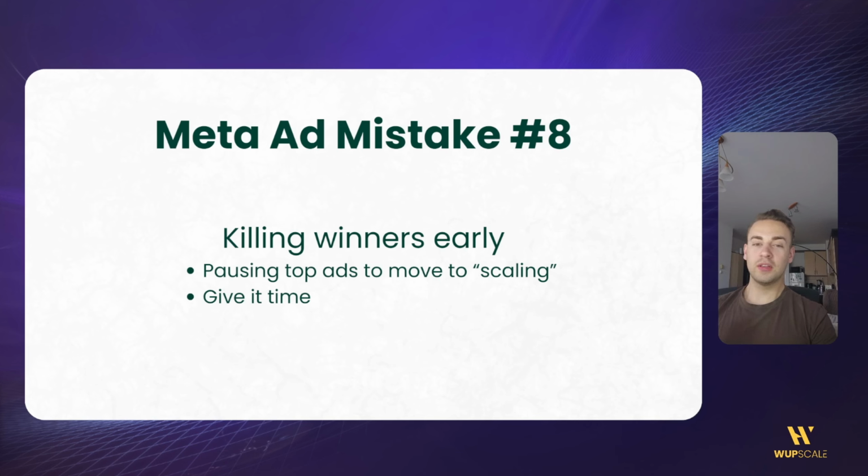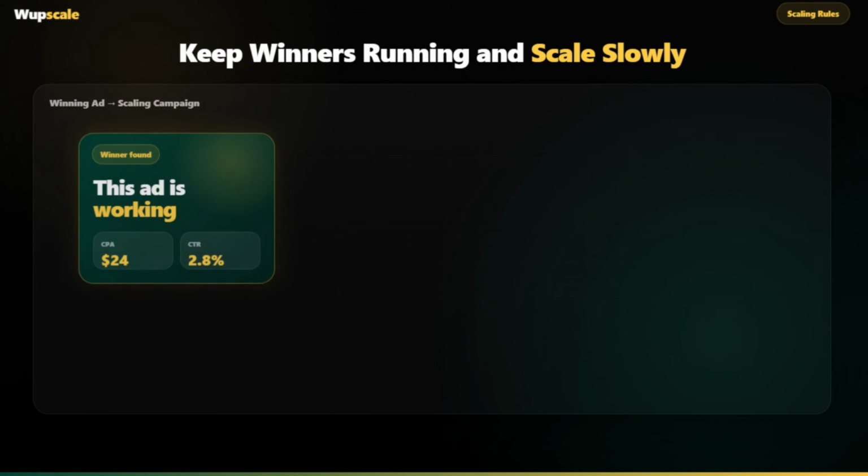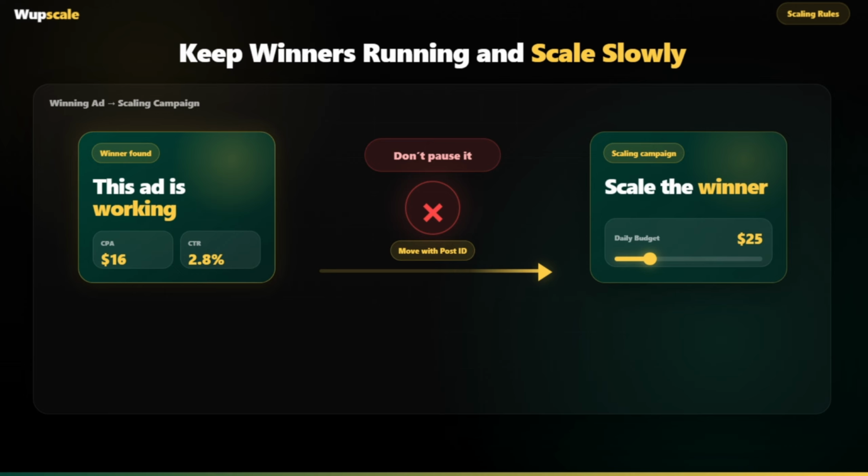At this point, the next mistake I see is killing winners early, which I never understood. I had many clients who did this. They found a good converting ad, ran it for about a week, and then paused it, and then they do another testing. So what's the point of testing if you have a good ad and you pause it? The reason for testing is always to find winners and then keep them active.